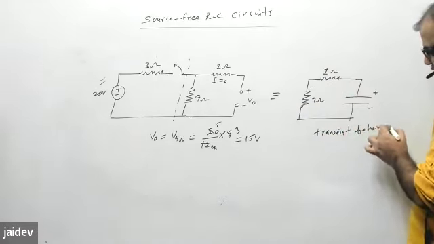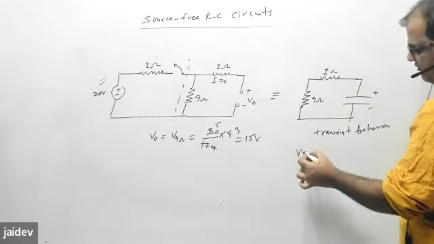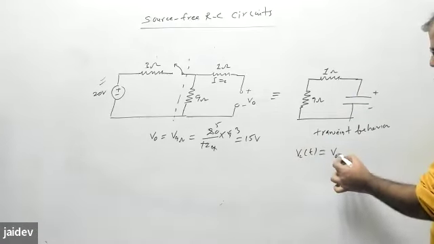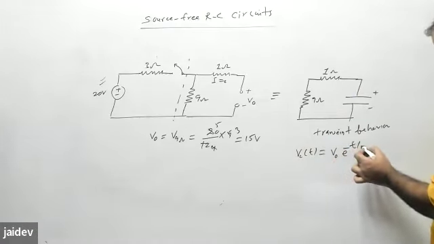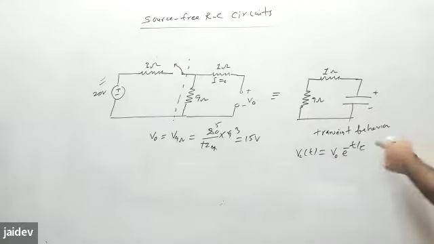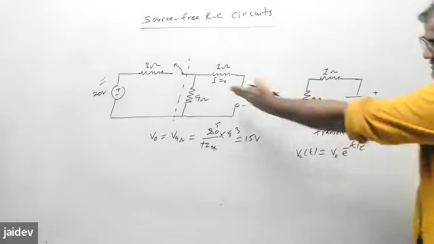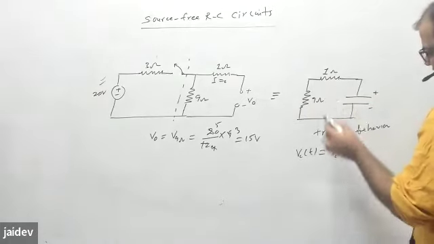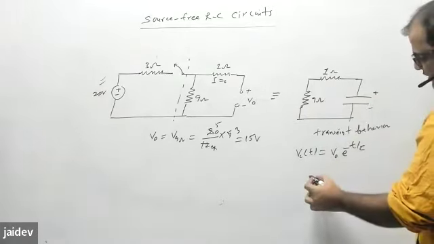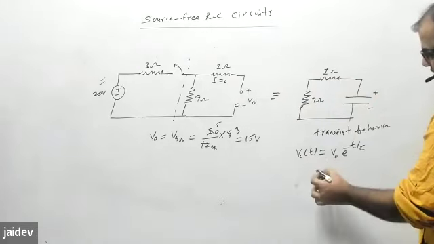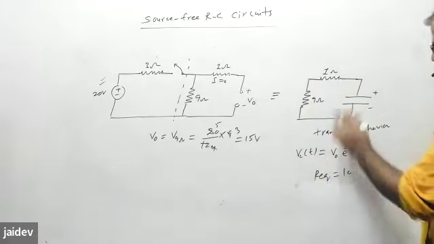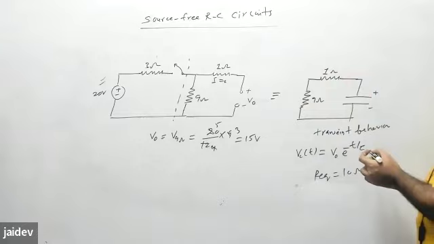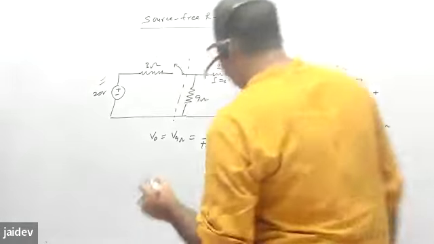Transient behavior, and you know the transient behavior is what? If you want V(t), the voltage across the capacitor, it is given by V naught e power minus t upon tau. Now tau you have to calculate for this circuit, because this is the source-free circuit. First you find the equivalent resistance. The equivalent resistance across this C is 10 ohm total. And tau will be RC. The C value is given as 20 millifarad.